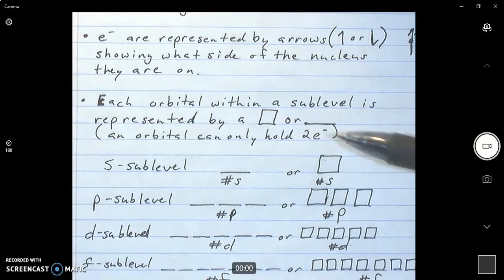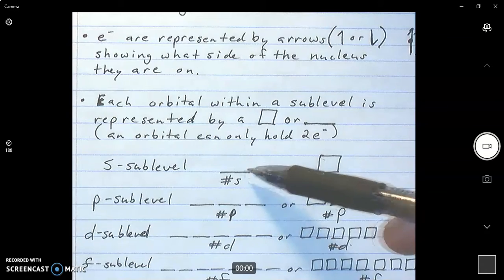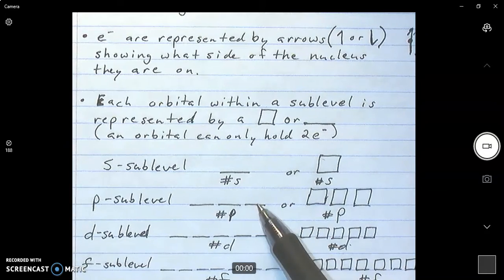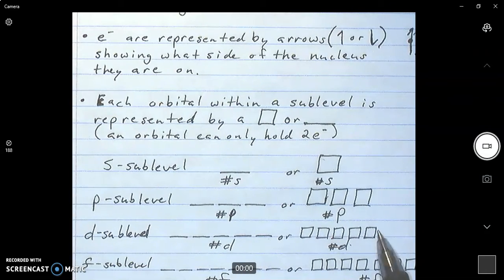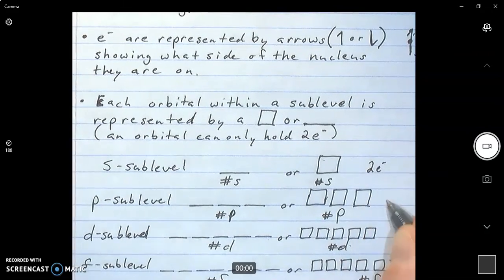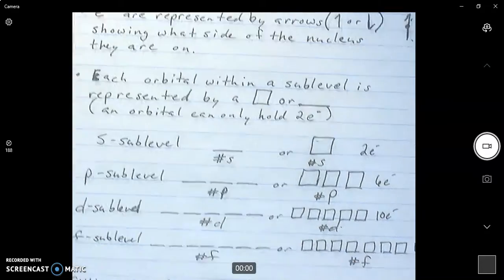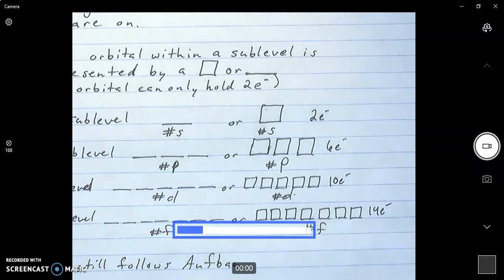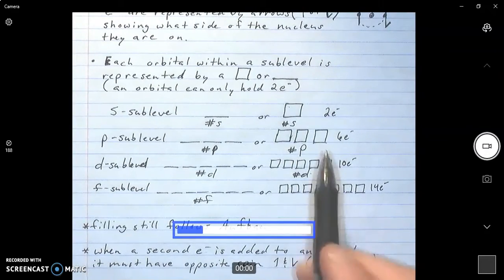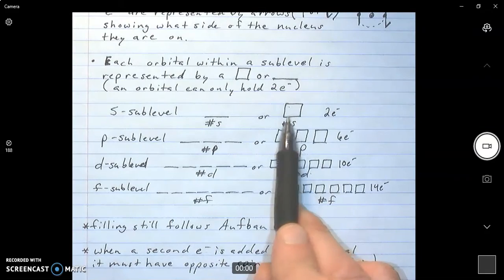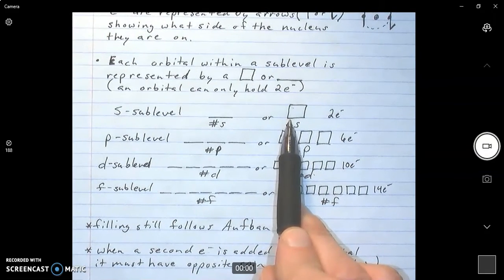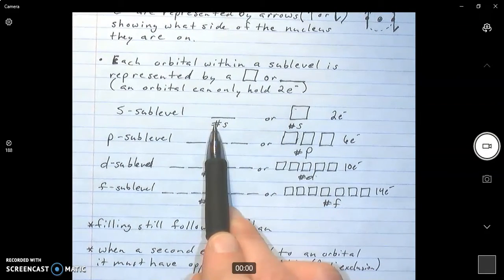So S's have 1 orbital that is shown by an underscore or 1 box. P's have 3 underscores or 3 boxes. D's have 5 or 5 boxes. And F's have 7 or 7 boxes, because they hold 2 electrons, 6 electrons, 10 electrons, or 14 electrons. Now, to be 100% honest with you, I've never done this and drawn boxes. I think it's way too cumbersome, and it ends up being far messier to do it this way than to just draw the underscore lines.